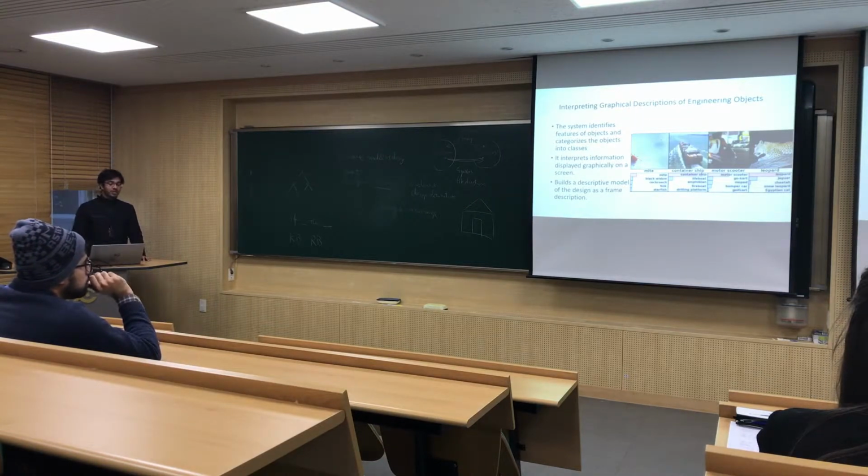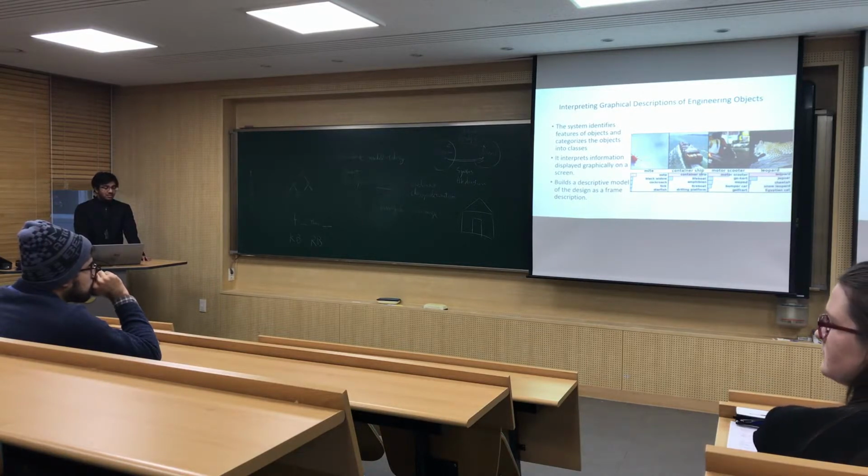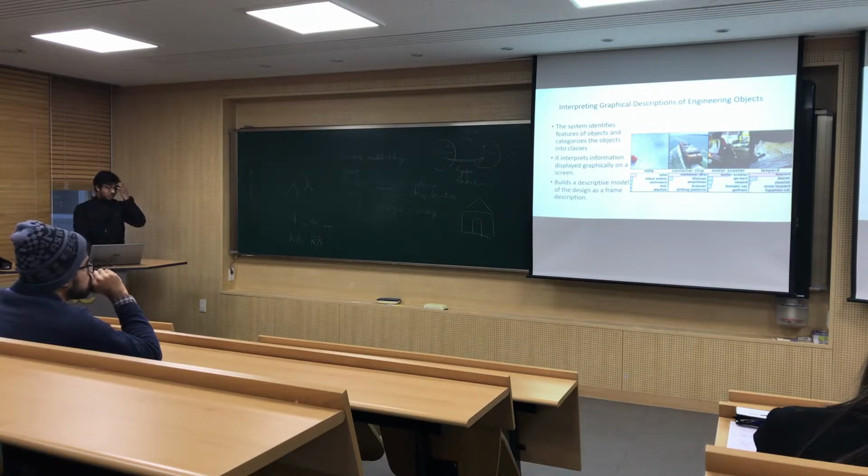So, interpreting graphical descriptions of engineering objects. The system identifies features of objects and categorizes the objects into classes. It then interprets information displayed graphically on a screen, and builds a descriptive model of the design as a frame description.